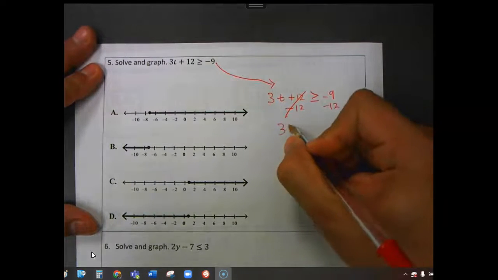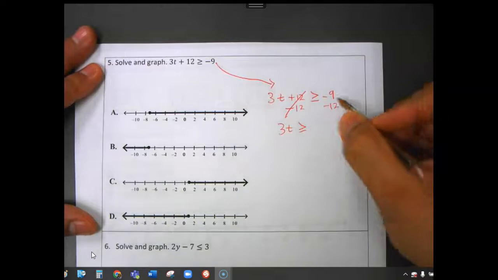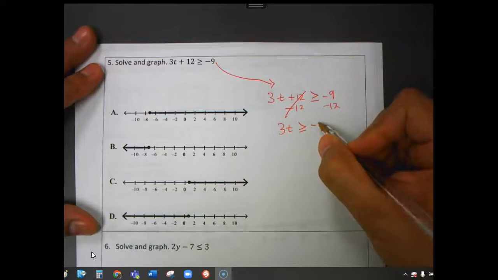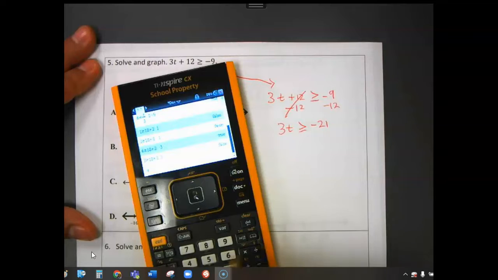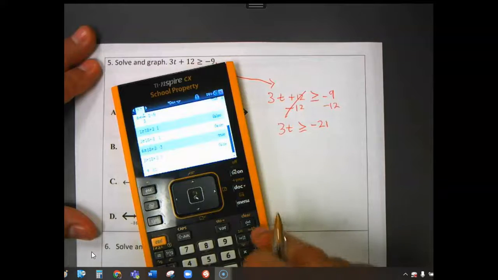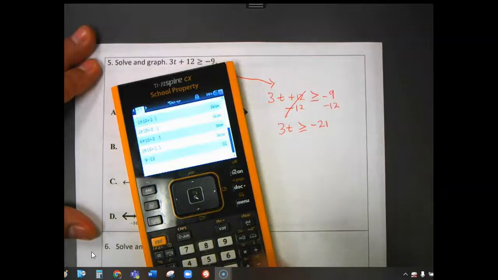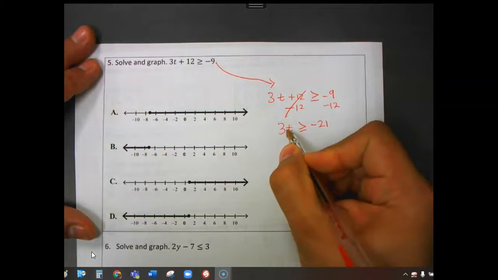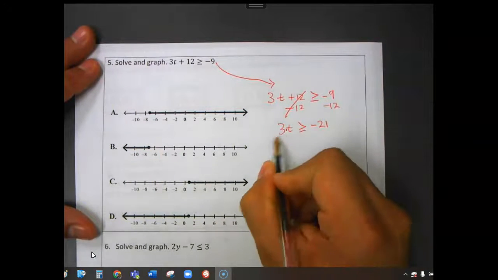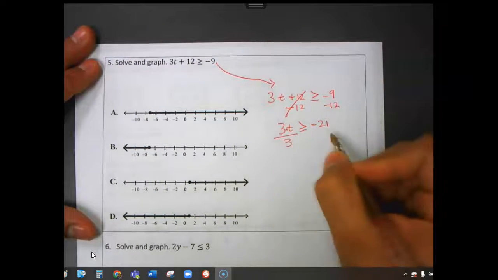Bring down 3t greater than or equal to -9 minus 12 is -21. If you're not sure, negative sign 9 minus sign 12, -21. Okay. And then to get rid of this 3 in front of t, that's being multiplied, the opposite of multiplying is divide on both sides by 3.